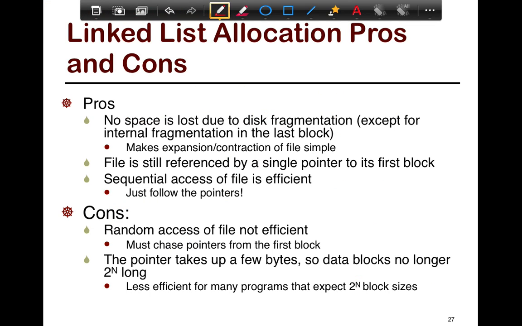So the big pros for linked list are no space lost due to fragmentation. The file is still referenced by a single pointer to its first block, so you don't need to keep track of all the blocks in the file. And sequential access of the file is efficient because all you've got to do is follow the pointers. Random access of the file is not efficient, while with contiguous allocation it would be.